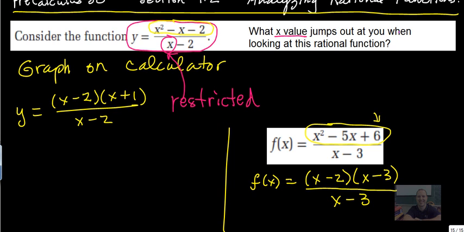So the question is, these are special types of rational functions that do not yield a vertical asymptote, and can you see the common feature that both of them have once we've factored things? What do they look like? What do they both have in common here?